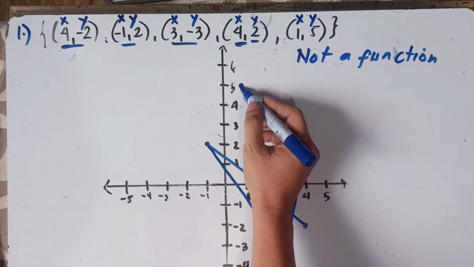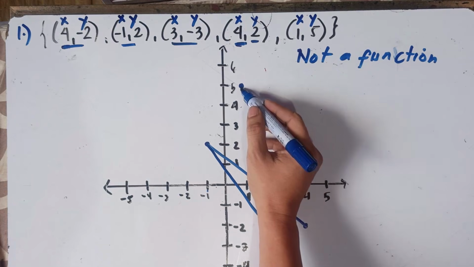Positive 1 and then 5. Positive 1 for x. y is positive 5. This one right here.